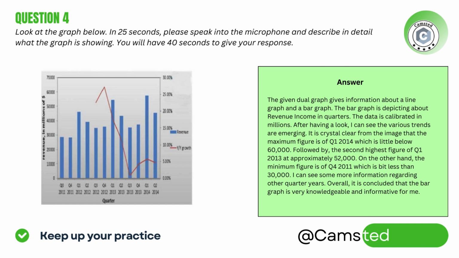Followed by the second highest figure of Q1 2013 at approximately 52,000. On the other hand, the minimum figure is of Q4 2011, which is bit less than 30,000. I can see some more information regarding other quarter years. Overall, it is concluded that the bar graph is very knowledgeable and informative for me.